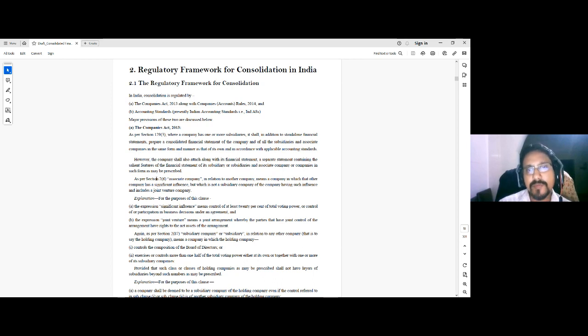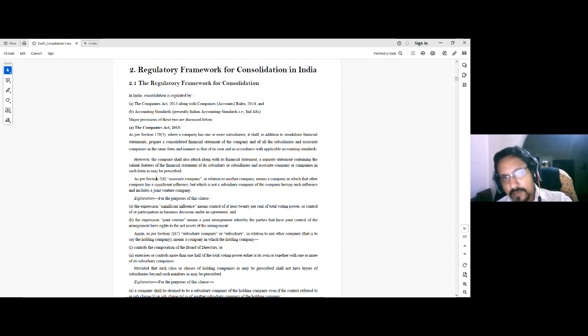Now, when the holding company prepares the consolidated financial statement and produces it to its shareholders or stakeholders, along with the consolidated financial statement, a separate statement, not a financial statement, should be attached. That statement will contain the salient features of the financial statements of the subsidiary or subsidiaries and associate companies. The form is not specified; it will be prescribed. So far, no such form has been prescribed. In that form, the company should present the salient features, the most important information about the subsidiaries.